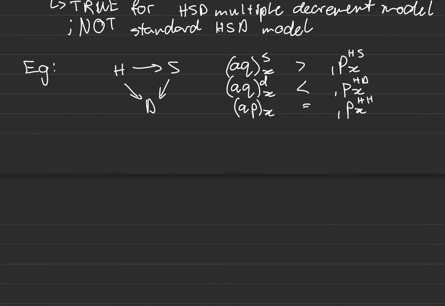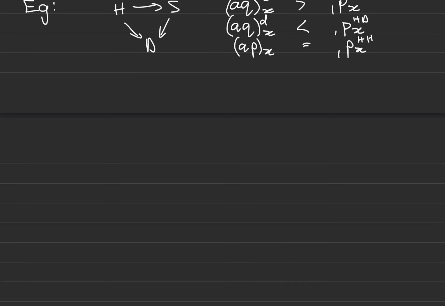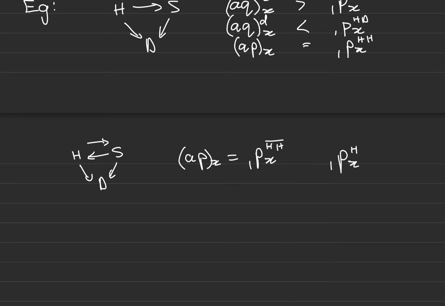Now, just to clearly define this difference, for the standard HSD model, we know that APX is equal to 1px HH. Now compare that to this probability, which is not the holding probability, not the dependent probability. It's the independent probability. Now, what this is, that's the inequality sign that we should be using.